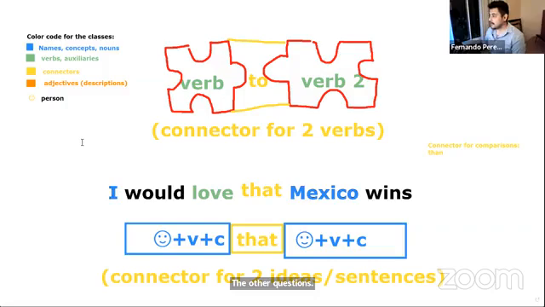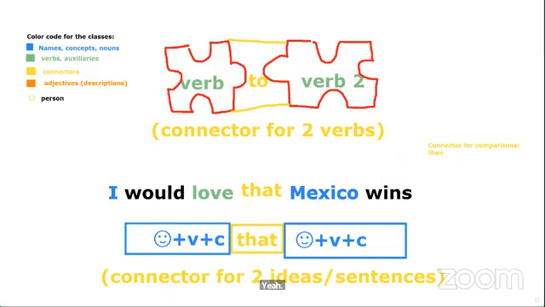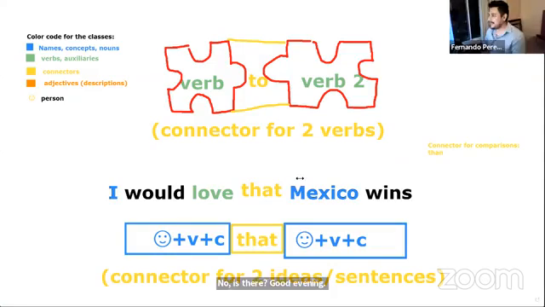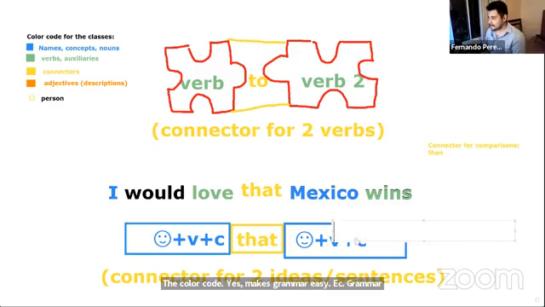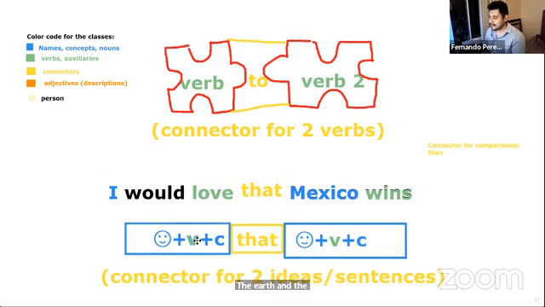So, for example, in this case, what color does wings go in? Green, exactly. Wings go in color green because it's a verb. The color code makes grammar easy. Easy grammar. Verb and the verb. Grammar is super easy when you see colors.